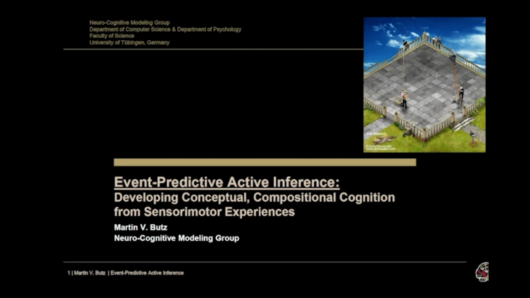I hope you enjoy your fall school and this talk on event-predictive active inference, where I want to show you our work, from the psychological side on the one hand, but less so. The focus will be on active inference and computational models that develop conceptual compositional structures, cognitive capabilities, or cognition in general from sensorimotor experiences. Of course, there are lots of terms here that you're not fully familiar with, I guess, so I'm trying to give you some intuition.